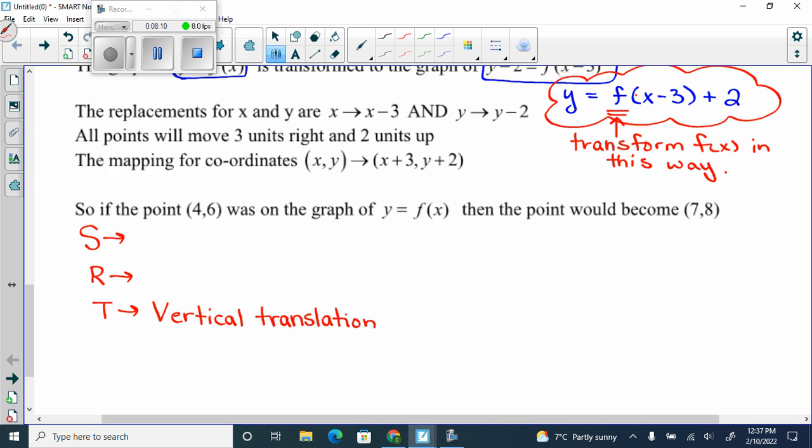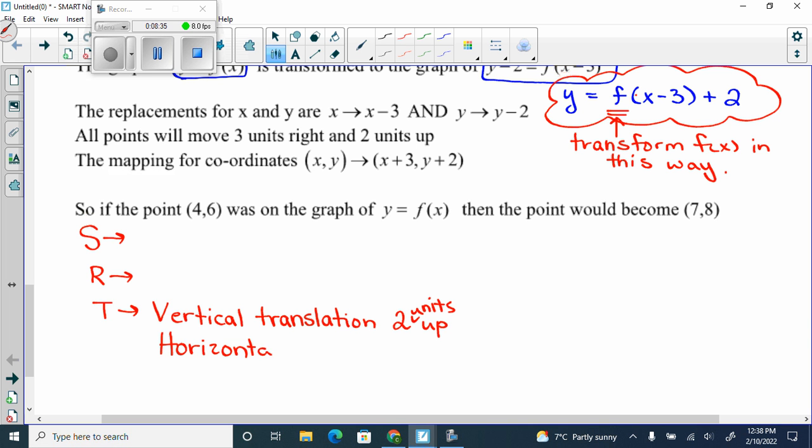So this is a vertical translation to, which way? Up. If it's a positive k, it moves up. If it's a negative k, it moves down. Then we have a horizontal translation. I should say 2 units. It should say units in here. That's my typo.